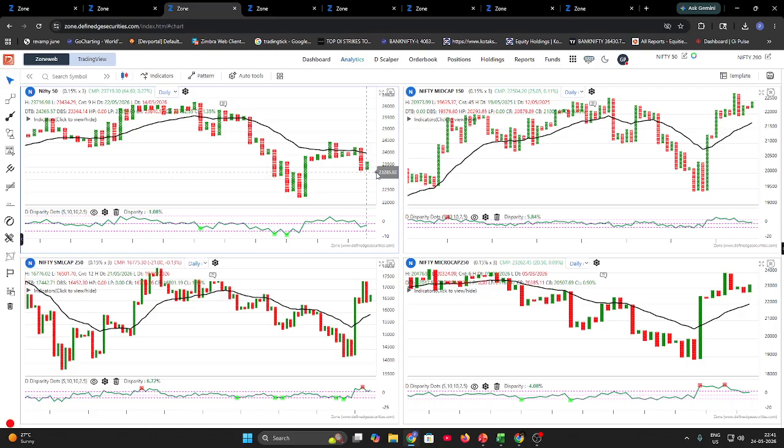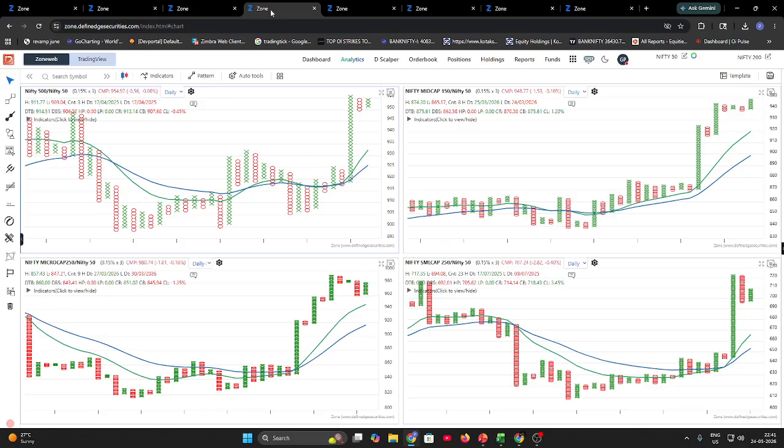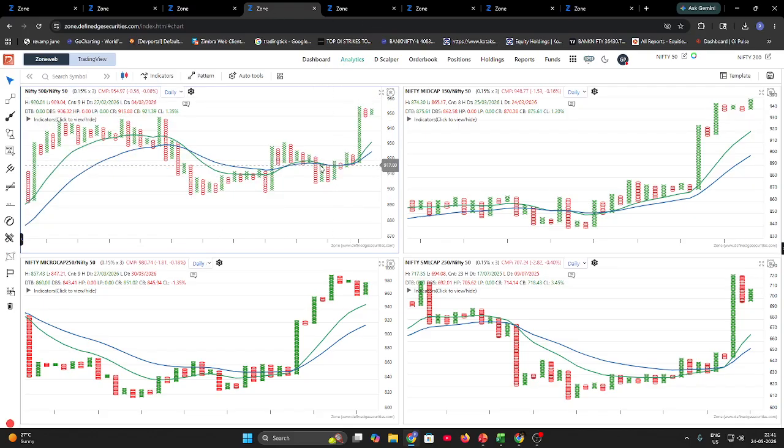Having said that, again one more volatile week, and when a week is supposed to be volatile and Nifty is not at its best, we need to be very careful in selecting our sectors and stocks. So what we will do is also look at the RS. Nifty 500 by Nifty 50 also suggests that Nifty 500 is outperforming.